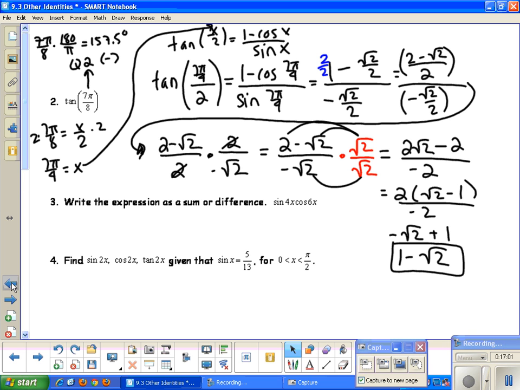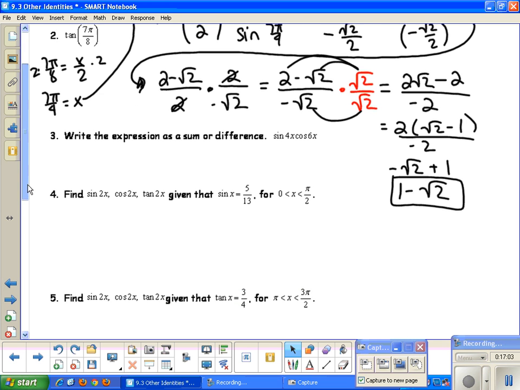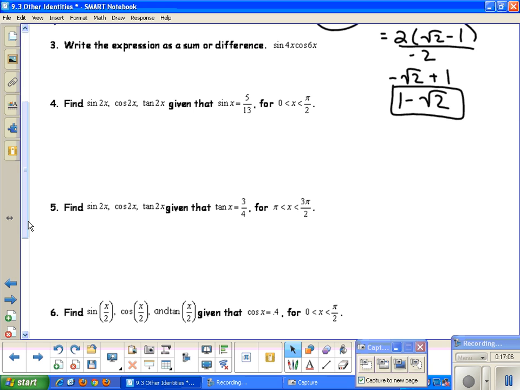So now that we have that, why don't you guys try to see if you can do this next one? It says find the sine double angle, cosine double angle, and tangent double angle given that tangent is equal to 3/4 and that x is in between pi and 3 pi over 2. So for this one, we know that we're going to be in quadrant 3 if you make your triangle. So I know in quadrant 3, if you think about all students take calculus, tangent in quadrant 3 is positive, but my sine and cosine should be negative. So see if you can do this on your own.